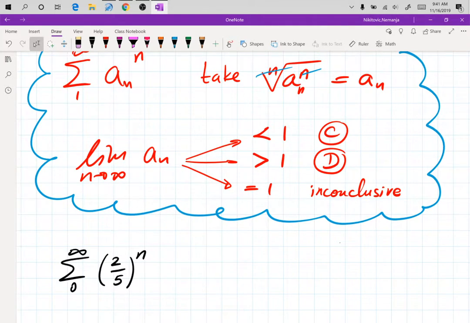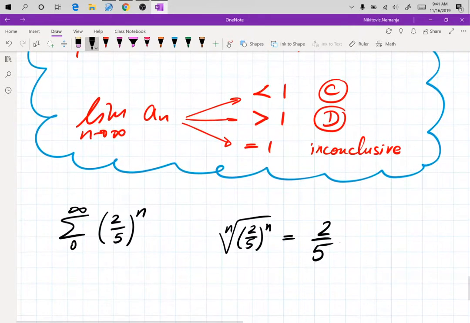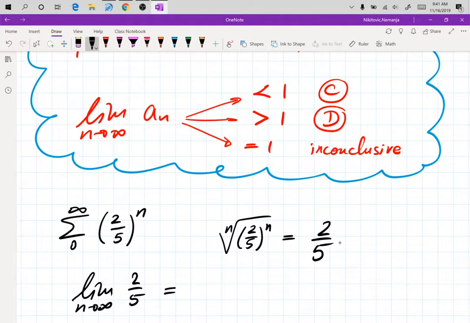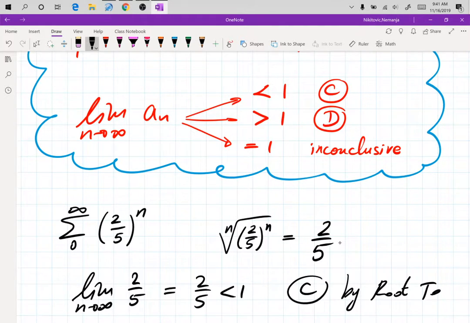But now, instead of that, we're going to take the nth root of (2/5) to the n and solve this problem the other way. And as you can see now, when you take the limit as n goes to infinity of 2/5, there's no n in it. It's 2/5, less than 1, converges by the root test.